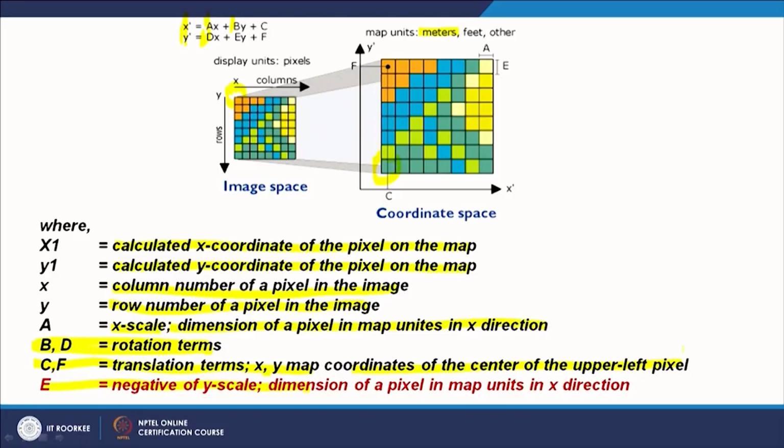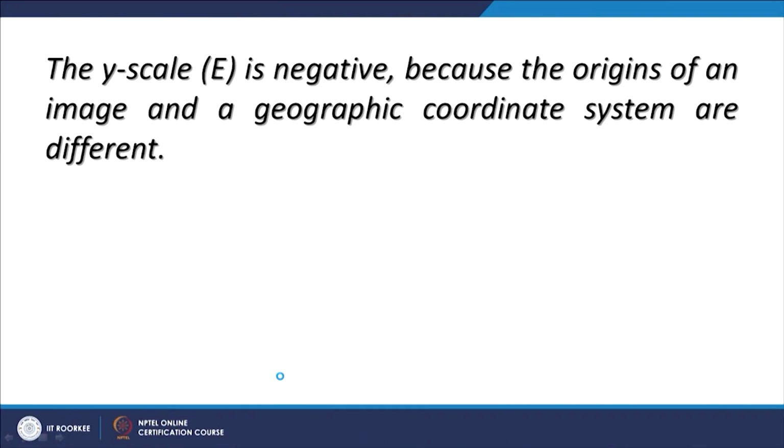Now, a further explanation I would like to give about why this is negative. As I have already mentioned, the bi-scale is negative because the origin of an image and a geographic coordinate system are different. The origin of an image is the top left corner, whereas in a geographic coordinate system it is the bottom left corner, and because of that bi is kept at 0.